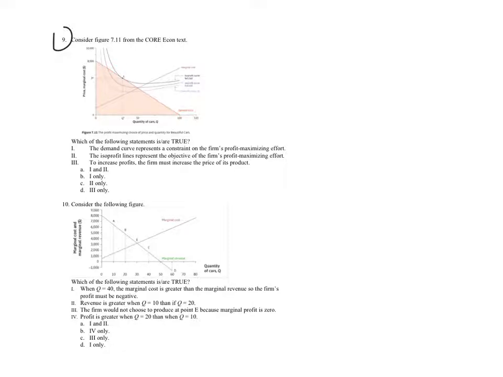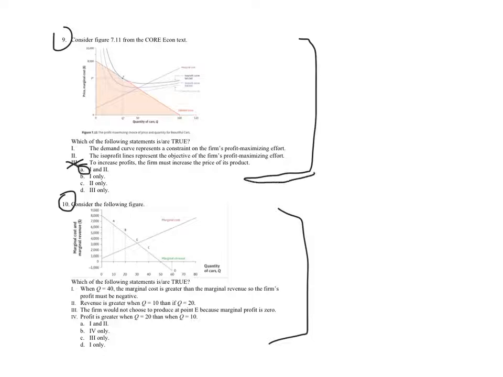So 3 is certainly wrong. 1 and 2 are certainly right, which makes A the right answer. Now, number 10. Number 10 was a different way of looking at the profit maximizing problem of a firm, and it matches up better with the way most textbooks present this information. Most of the work in the core economics text uses the model illustrated in Chapter 9.